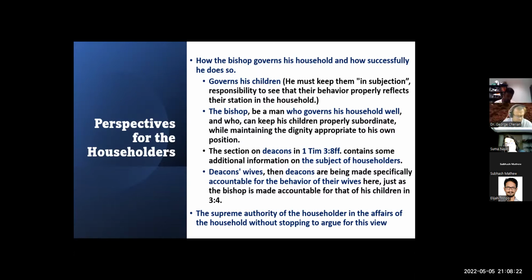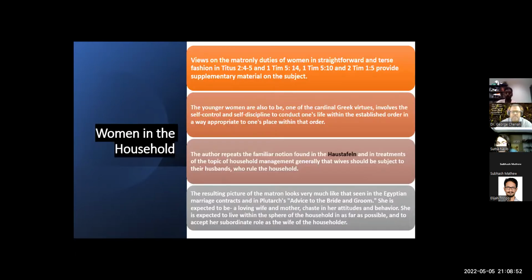Another thing is it says the man is the supreme authority of the household in the affairs of the household, without stopping to argue for this view. I think most of our churches also consider this when somebody is taken for leadership. It is one of the things we look into. So I don't think we need further explanation on this. And then women in the household is the next topic discussed.